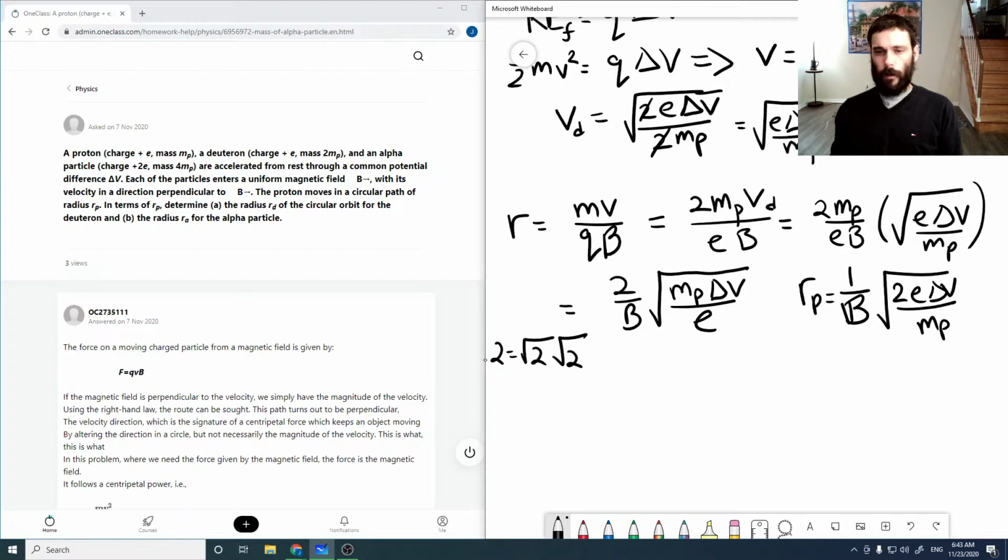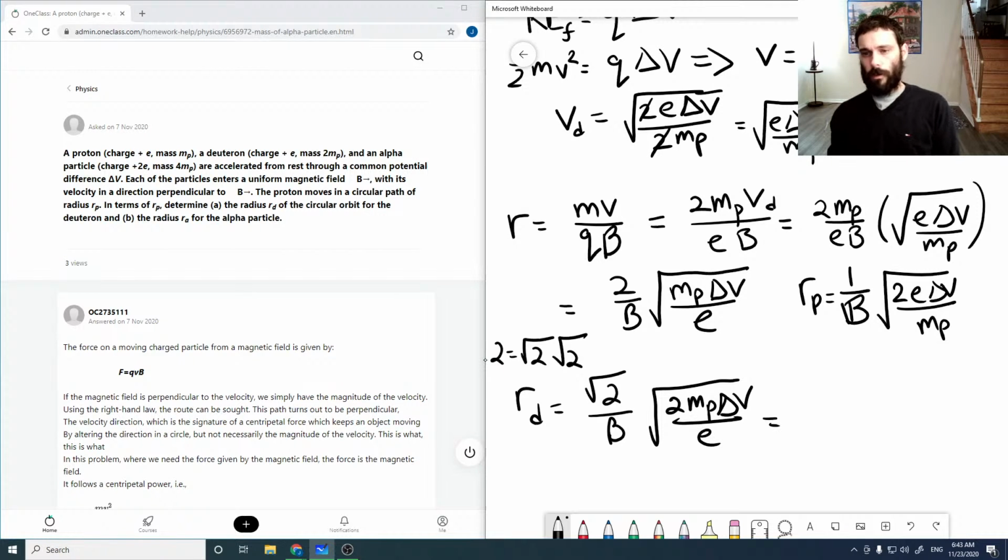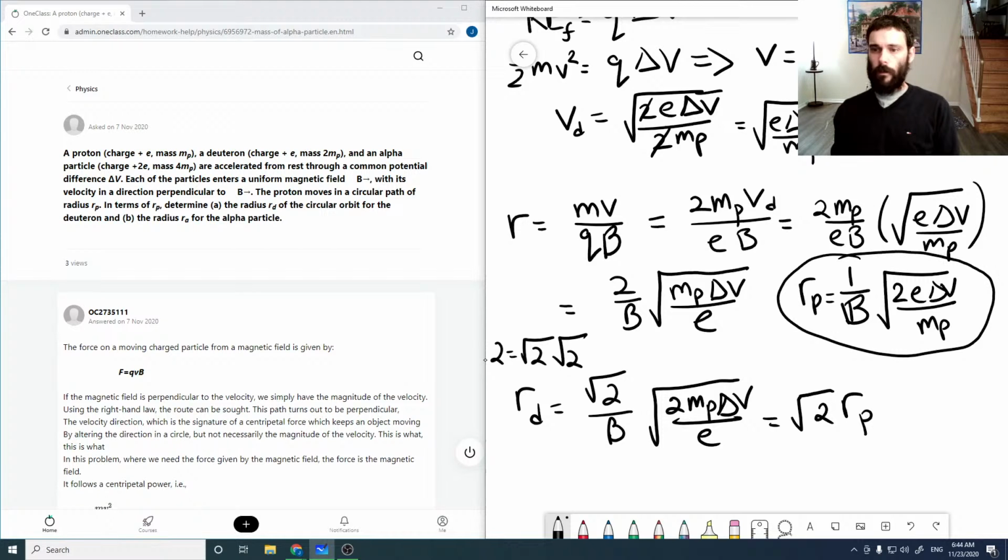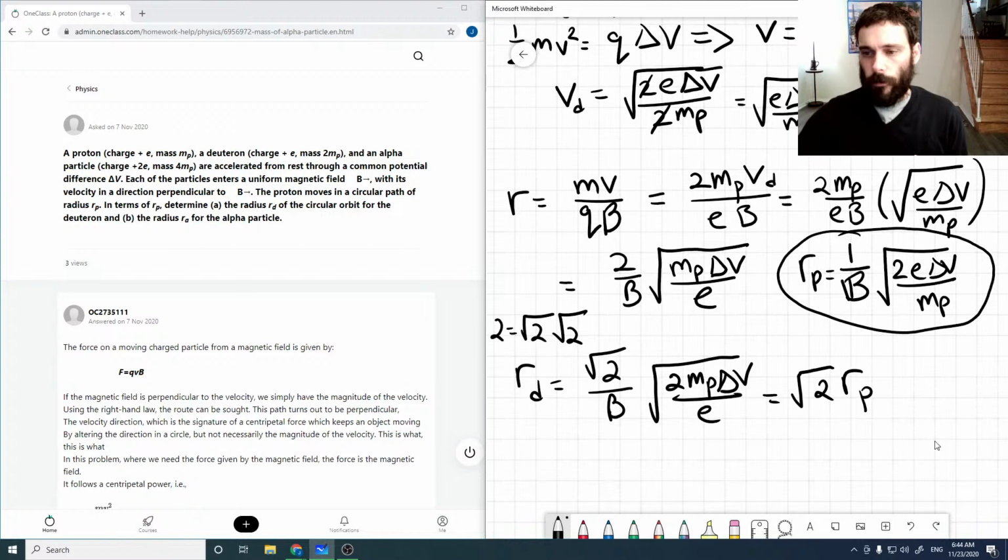So recall that 2 is root 2 times root 2, so one of those root 2's can go inside. So then our RD is root 2 over B, root 2 mp delta V over e, which is just root 2 RP, right? So I've just used this expression and substituted in for all the rest there. So it's just square root of 2 times the proton radius. And that's all we were looking for the deuteron.